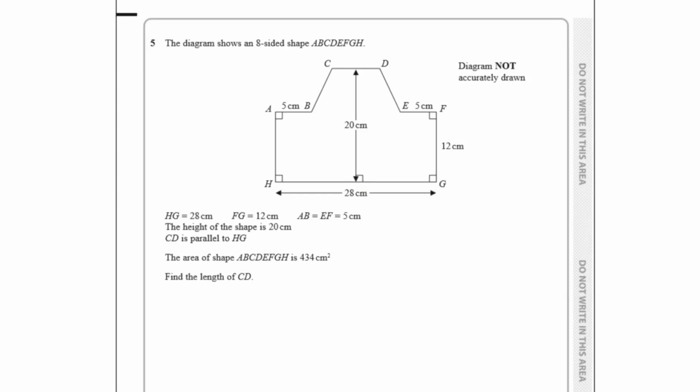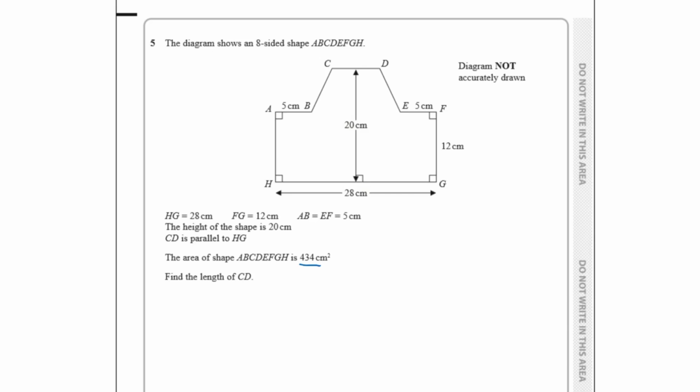The diagram shows an 8-sided shape. H to G is equal to 28 centimeters, F to G is 12 centimeters, AB and EF are both 5 centimeters. The height of the shape is 20 centimeters, CD is parallel to HG. We'll see why that's important later. The area of the shape is 434 centimeters squared. Find the length of CD.